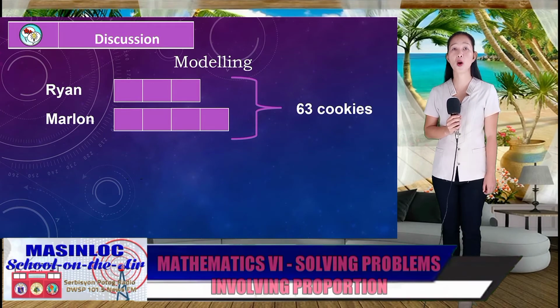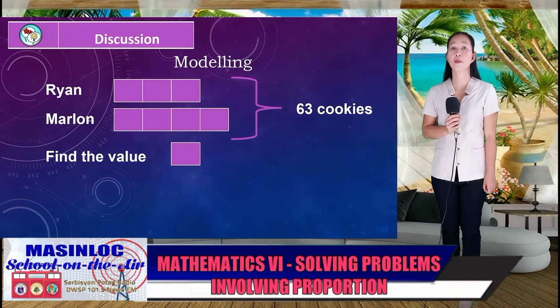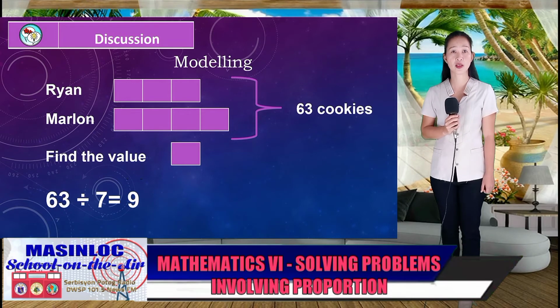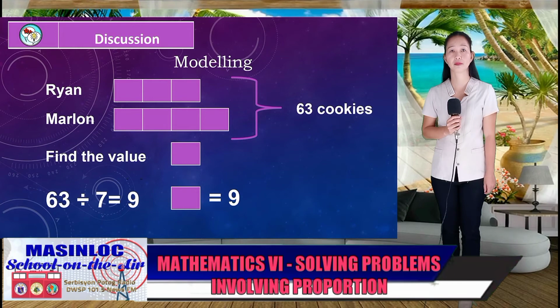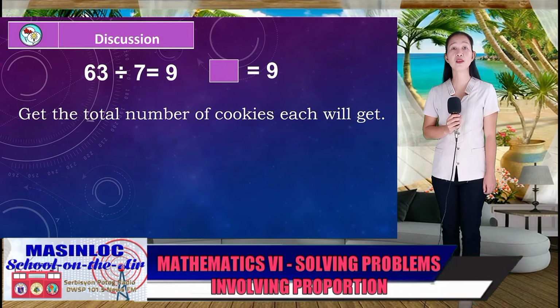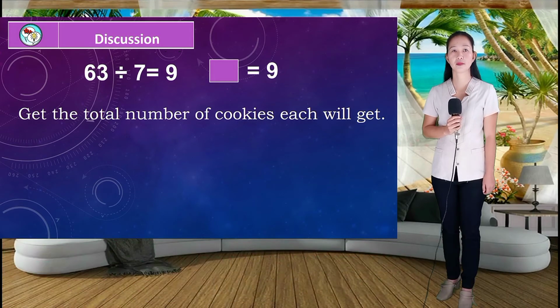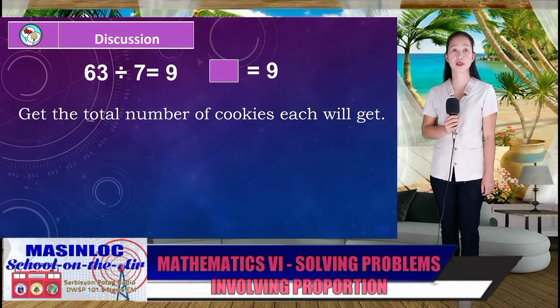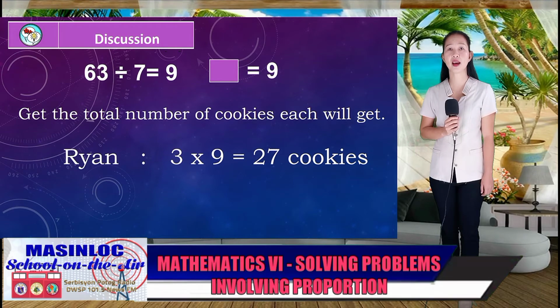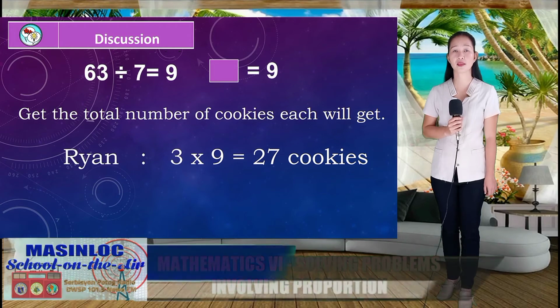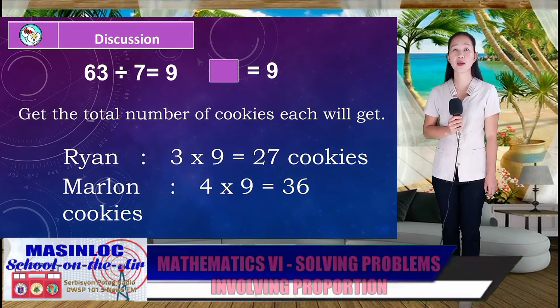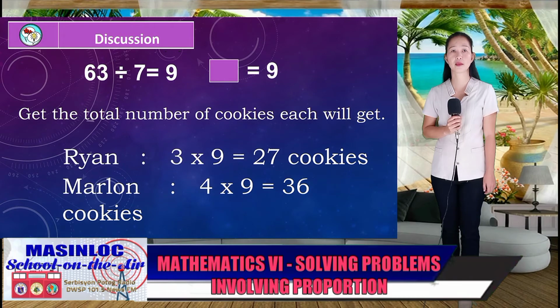Let us find the value of 1 block by dividing 63 by the total number of blocks, which is 7. The answer is 9. Therefore, 1 block is equal to 9. After getting the value of 1 block, get the total number of cookies each will get. Ryan has 3 blocks, so that is 3 times 9 is equal to 27. Marlon has 4 blocks, so that is 4 times 9 equals 36.